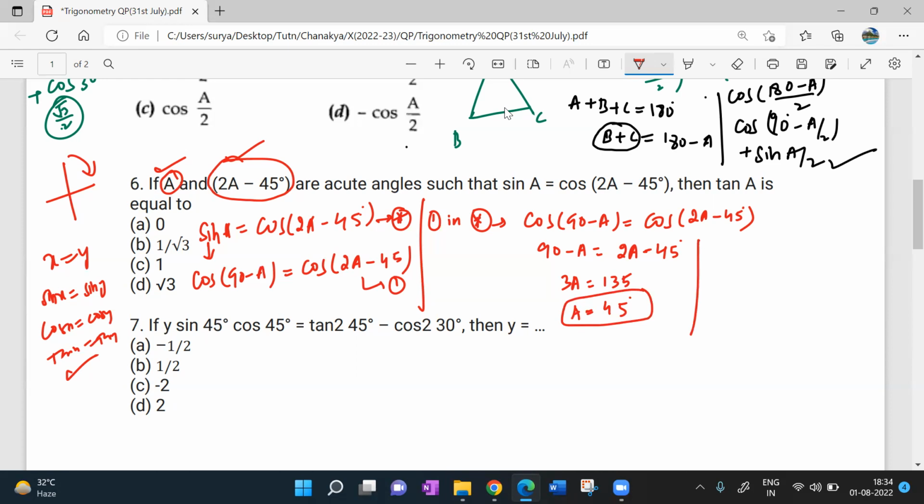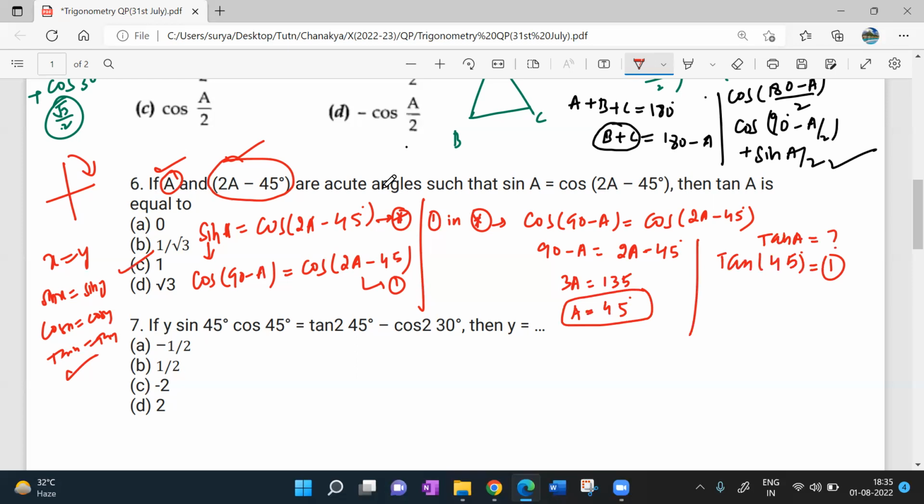What is he asking for, beta? He's asking for tan A. The A value I got is 45, and he's asking tan A, right? Tan A is equal to dash. So tan 45 is equal to what, beta? The answer is going to be 1. If you observe my point, option C is correct. You understood, any doubts? You understood, guys?